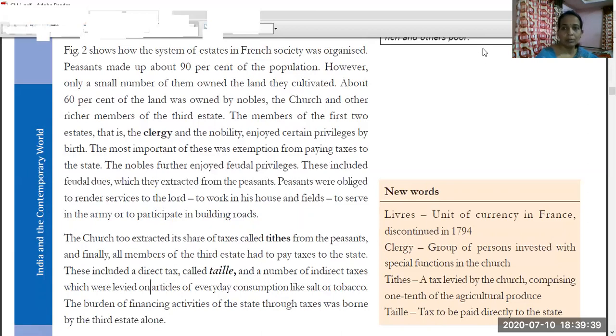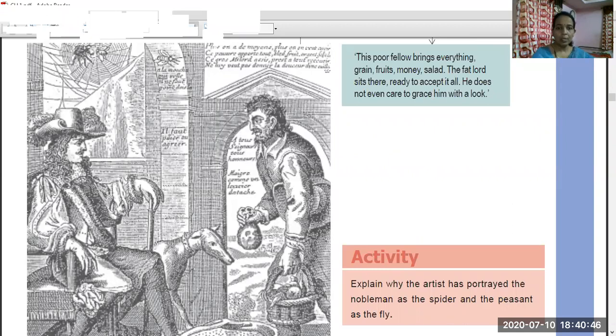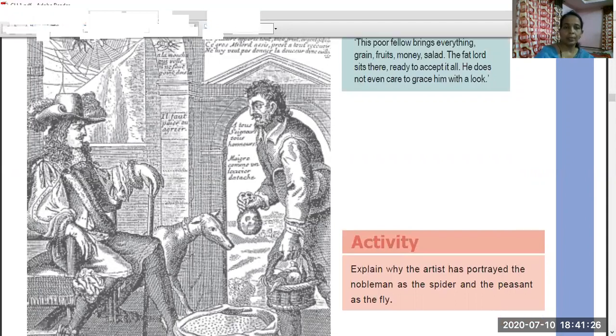Look at this figure. This figure is showing how the nobility is crushing the third estate people. The activity is given here. Read this picture and explain why the artist has portrayed the nobleman as the spider and the peasant as the fly. The nobleman is shown as the spider and the peasant as a fly. How the spider is catching the fly in its net is shown through it. So read the picture and complete the activity.